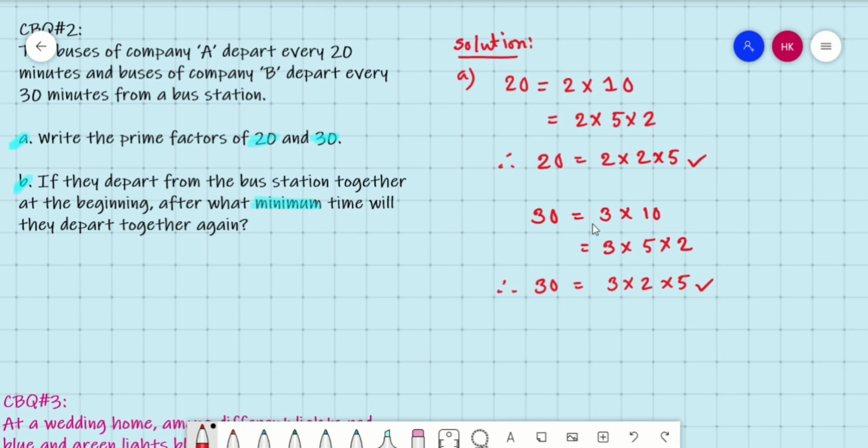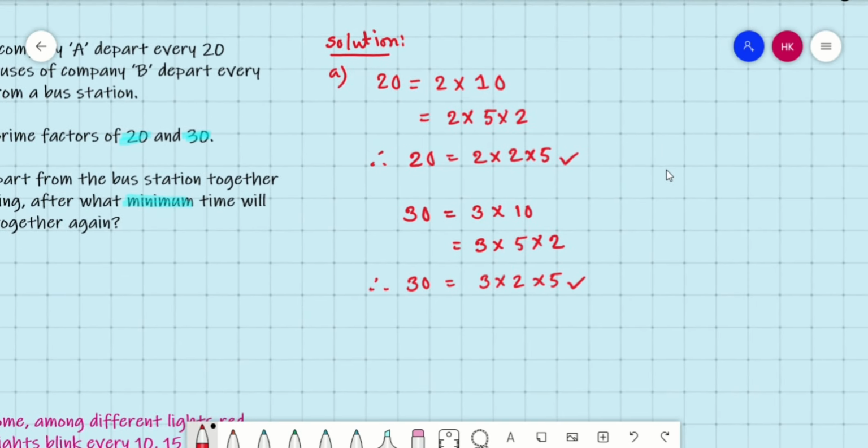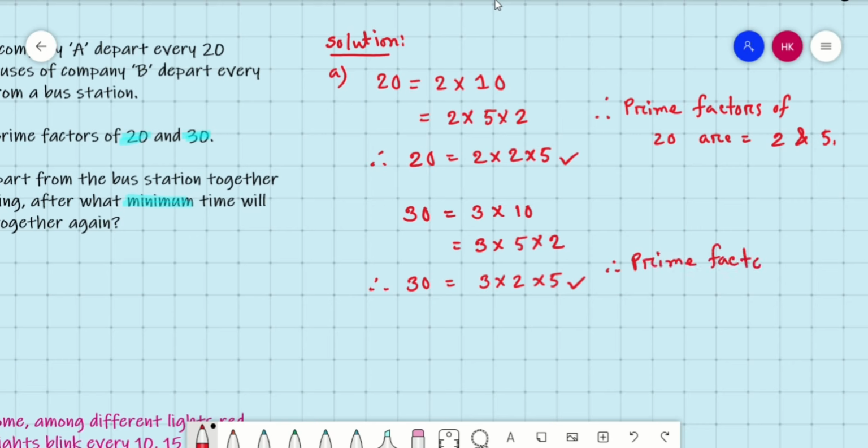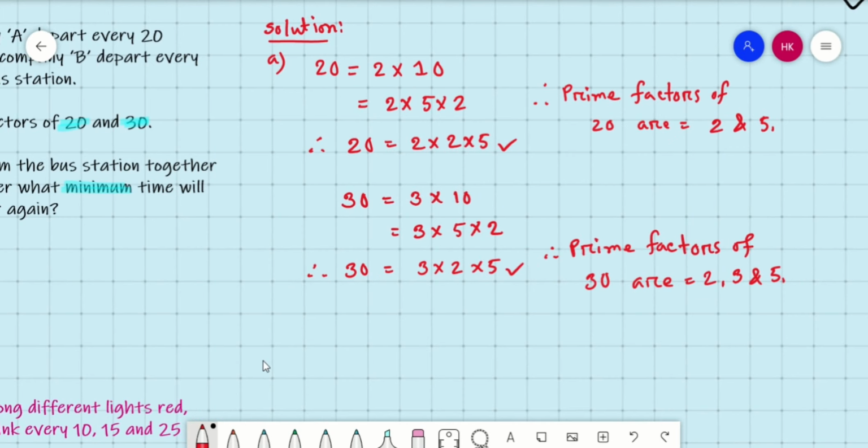Prime factors, so how can we write? Therefore prime factors of 20 are 2 and 5. Therefore prime factors of 30 are 2, 3 and 5. All these three numbers are prime factors. This is the answer of number A.